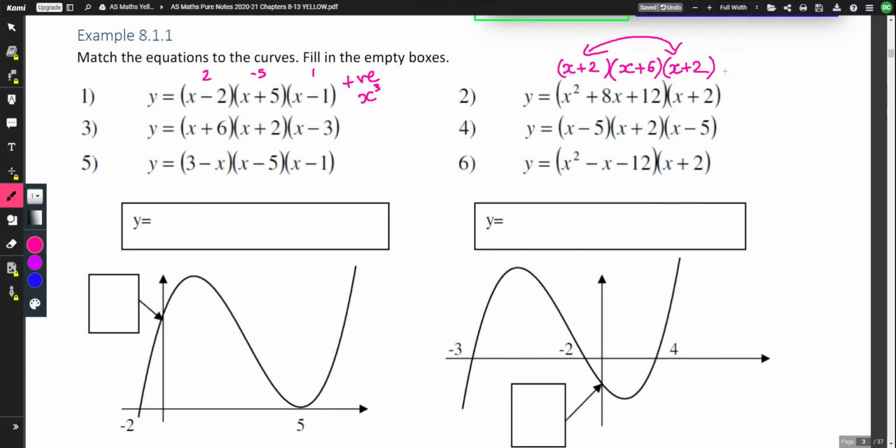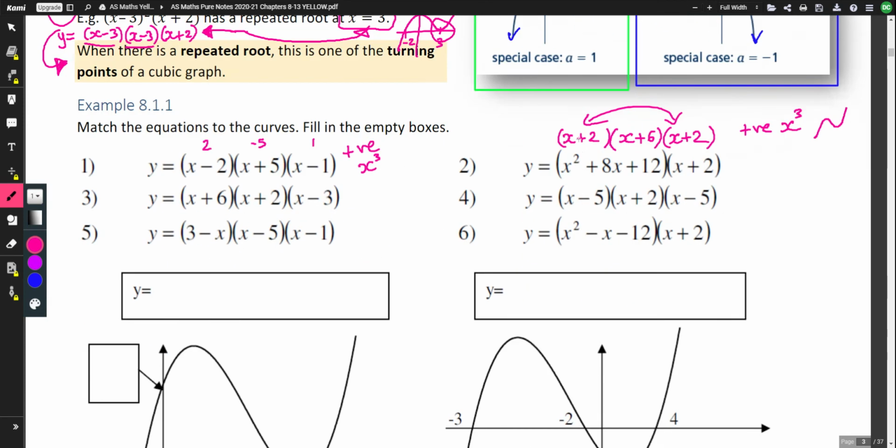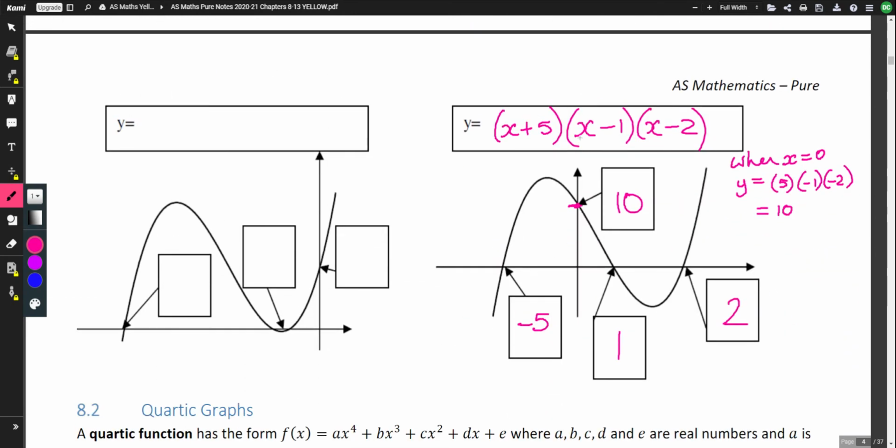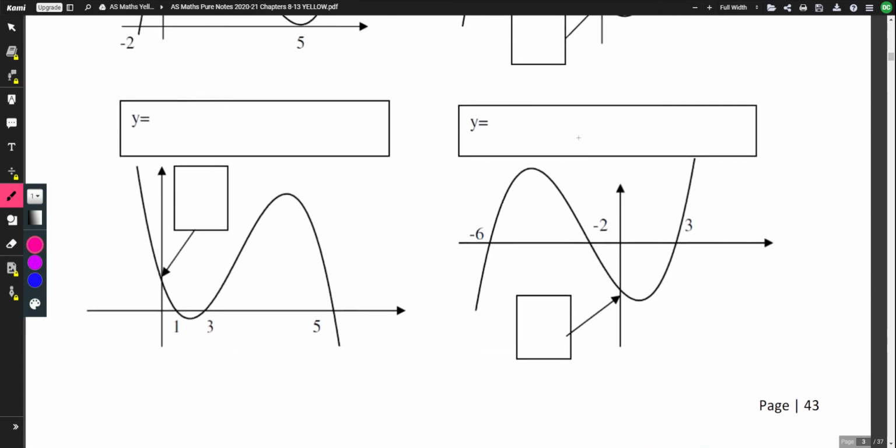And if we fully expanded the brackets, it would be a positive x cubed. So it's this general shape. A repeated root when x is negative 2. So when x is negative 2 and y is 0, we get either a maximum point or a minimum point. And it'll also go through the x-axis at negative 6 as well. So let's search for that. So the turning point when x is negative 2.